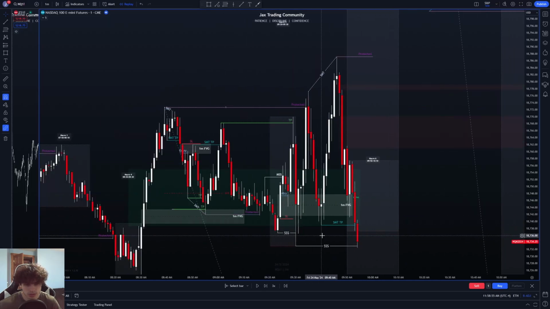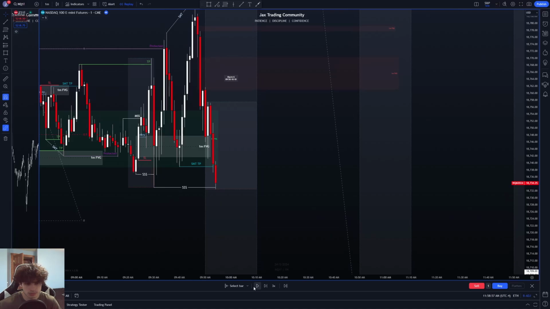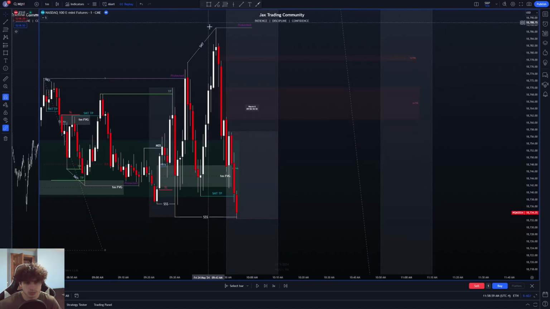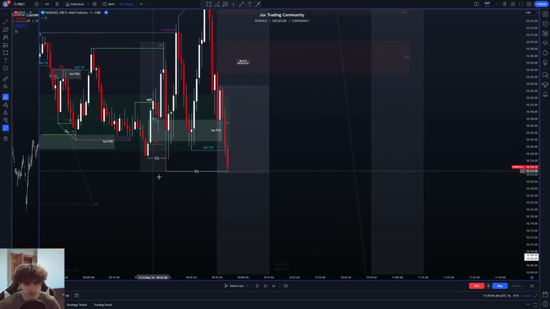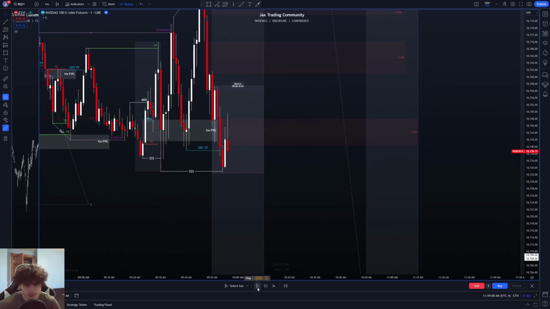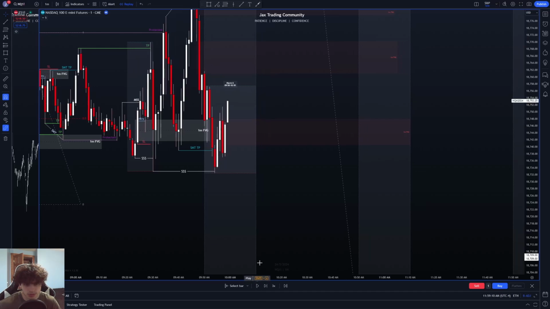So that's where it goes. And it ends up taking out this low too. And so now you can see we're in a downtrend going into this macro. I would like us to possibly reverse after sweeping this low right here. So let's see if we get some sort of market structure shift.